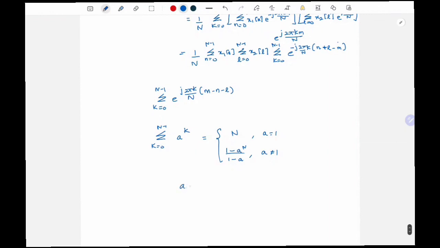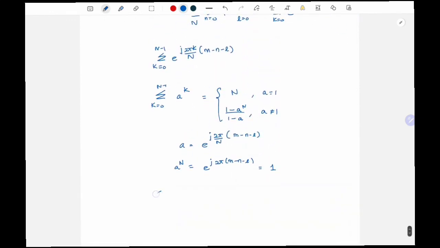Now what is my a? My a is nothing but e power j 2 pi by n into m minus n minus l. My a power n is nothing but e power j 2 pi into m minus n minus l. This is just an integer multiple of 2 pi, so this will be equal to 1. So if I substitute that in, this will be equal to 0. So my summation k equal to 0 to n minus 1 e power j 2 pi k by n into m minus n minus l is equal to n whenever m equal to n plus l, right?